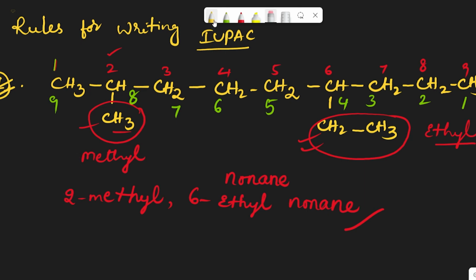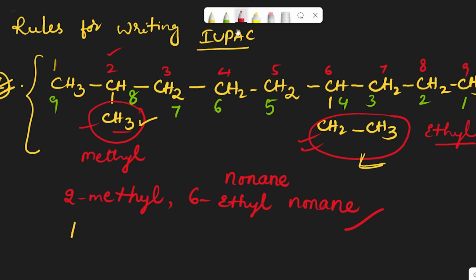When the compound is given, the numbering is done in such a way that the branched carbon atoms get the lowest possible number. So this is the rule number 1. Is it okay? So here this is the branched carbon. Branched means substituent here. So these are also substituents. When these substituents are given, the substituents should get the lowest possible number.